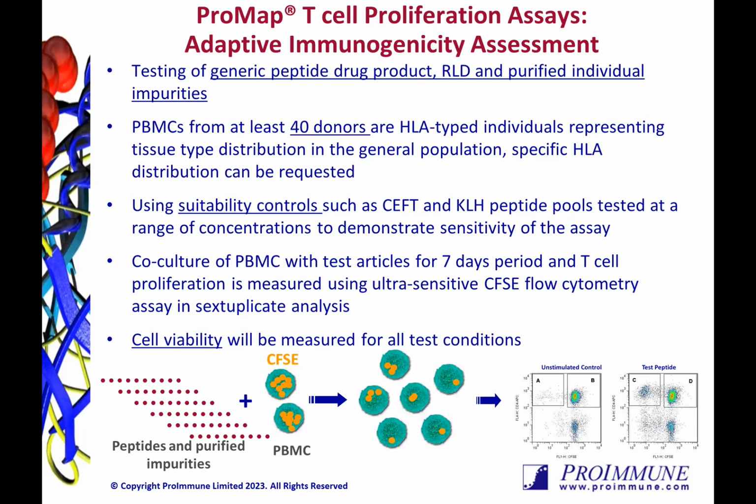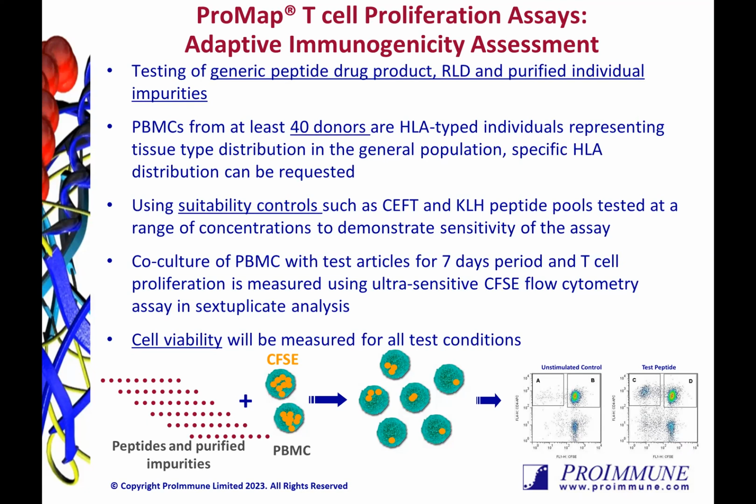At ProImmune, we offer the ProMap T-cell proliferation assay to assess adaptive immunogenicity. We can test generic peptide drug product, RLD, and purified individual impurities, typically using PBMCs from at least 40 HLA-typed individuals representing tissue type distribution in the general population. Specific HLA distribution can be requested too.